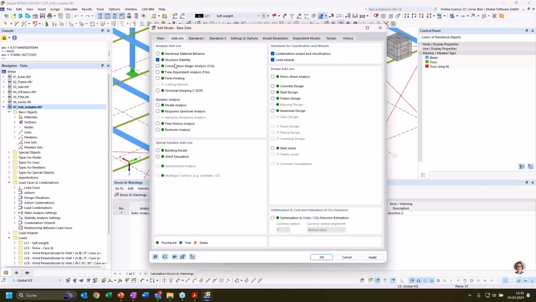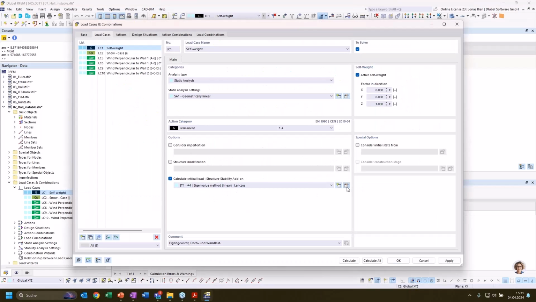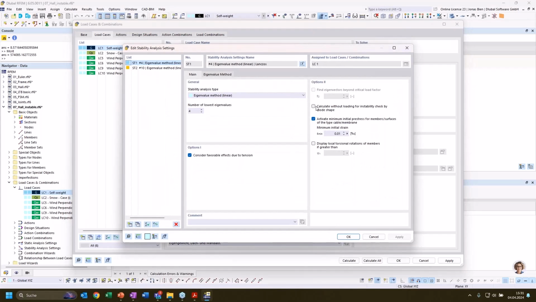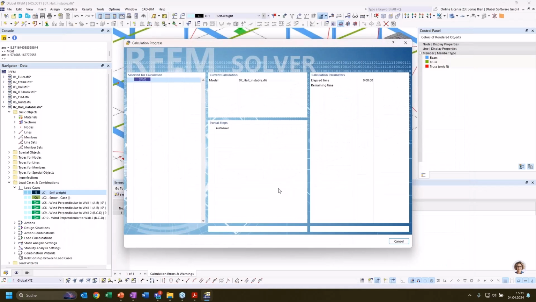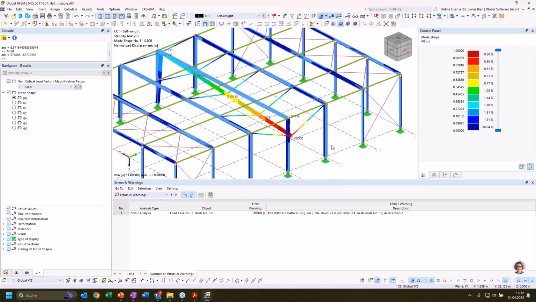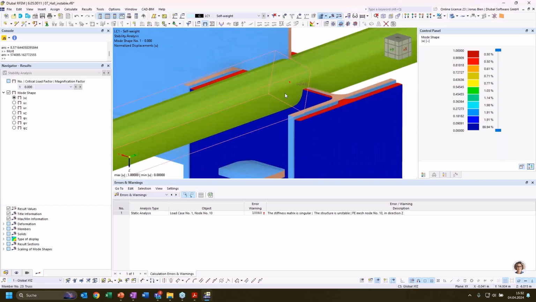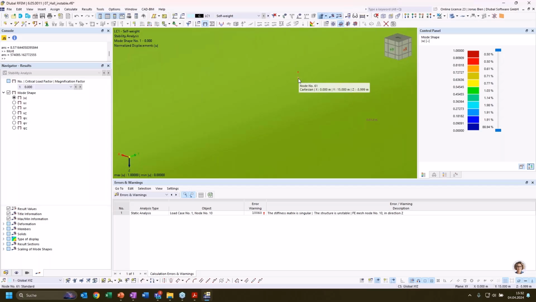I could now activate my structure stability add-on and conduct an eigenvalue analysis with a specific setting, which is this one here. When I want to check for instabilities, I can say that it should calculate eigenvalues without loading for instability checks. So it looks for eigenvalues of zero value and calculates the respective eigenvectors. What I see now is that the girder in axis number 4 is more or less falling down. It seems like it's not connected to the beam. And when I zoom in, I see there are 2 separate nodes, and the column is not properly connected to the girder, which could be the reason for my instability.